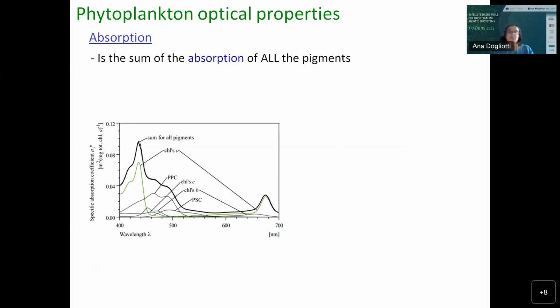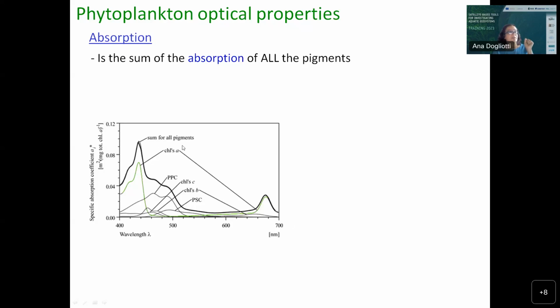So, I will talk about the absorption and backscattering of phytoplankton. Basically, what we call phytoplankton absorption is actually the sum of the absorption of all the pigments that are in the cells, in the different species, whatever you have in the water body at this time. So you can see in this plot the absorption against wavelength.